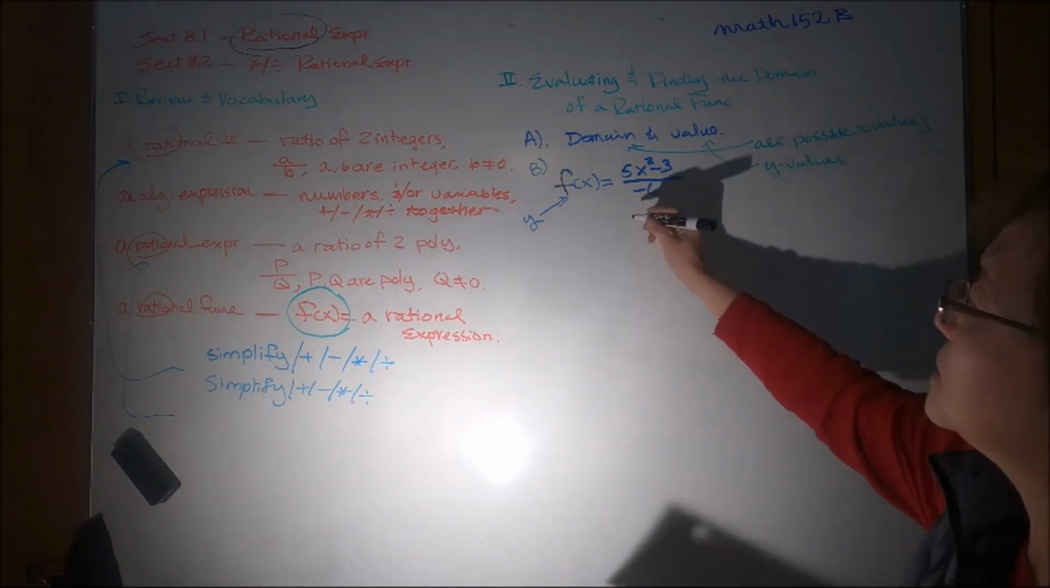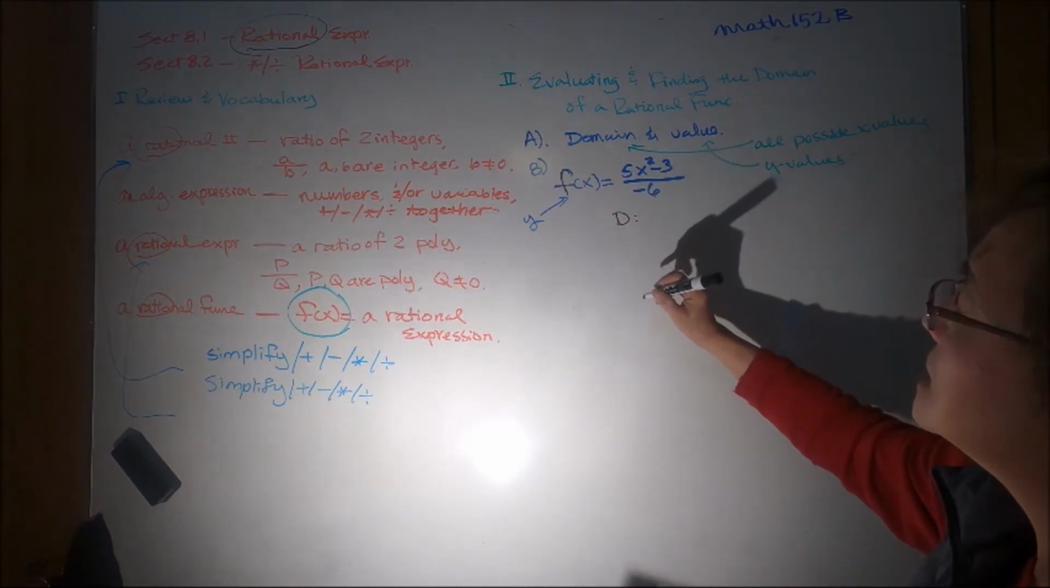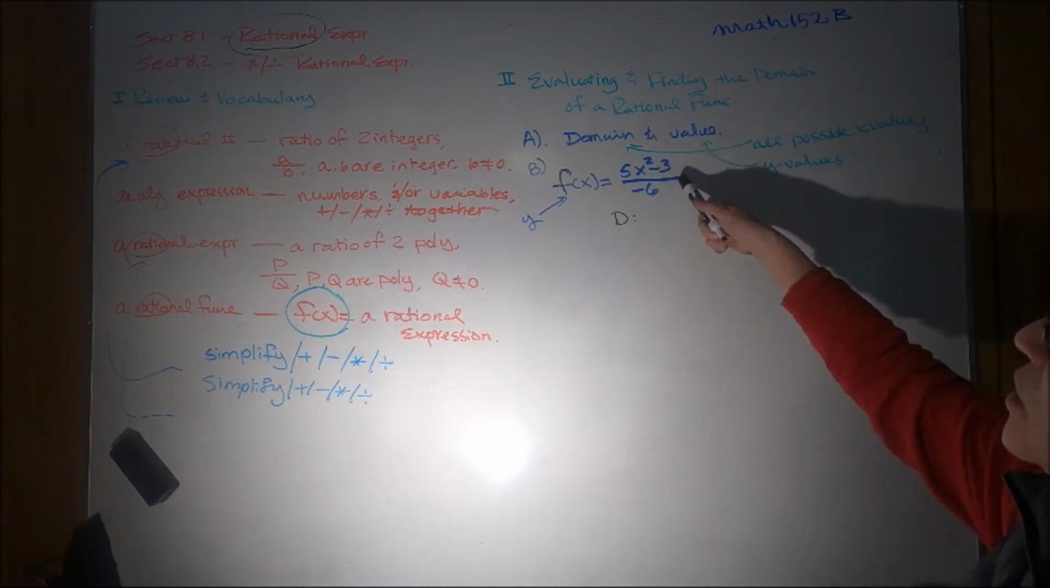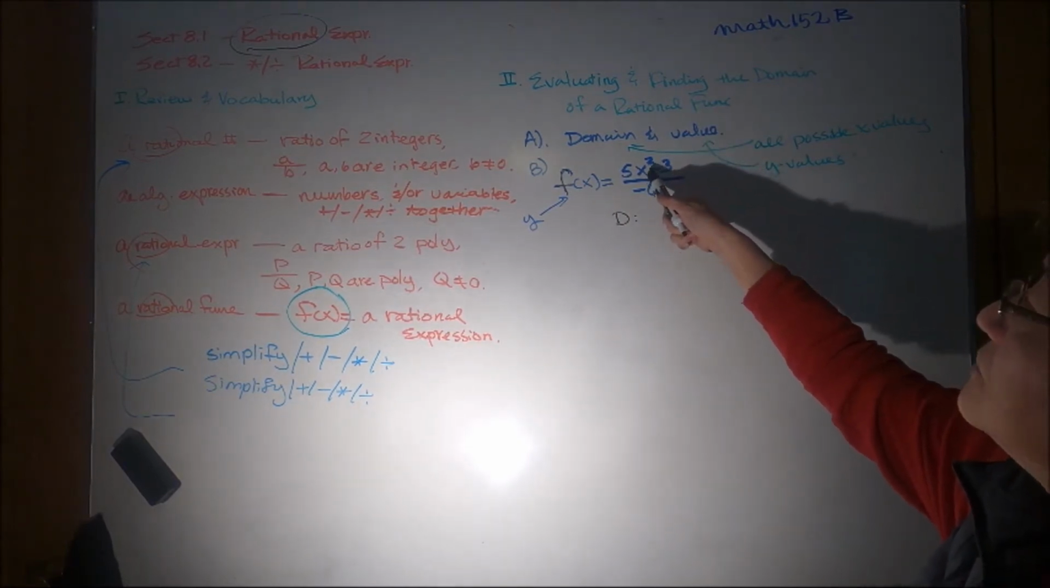So for this one, what's your domain? What are the possible x values? You do your t-table, you plug in your x value. Do you think you can plug in anything for x?